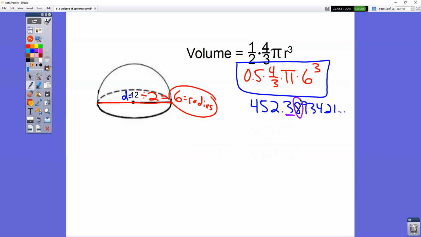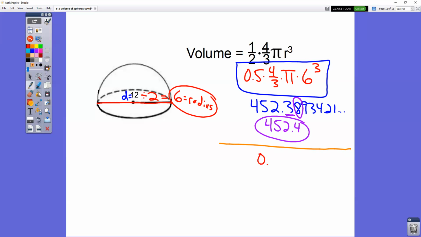Rounding to the nearest tenth, the 3 is in the tenths spot. You have to look at the number after it. That is 4, 5, or higher. So this is going to round up to be 452.4.